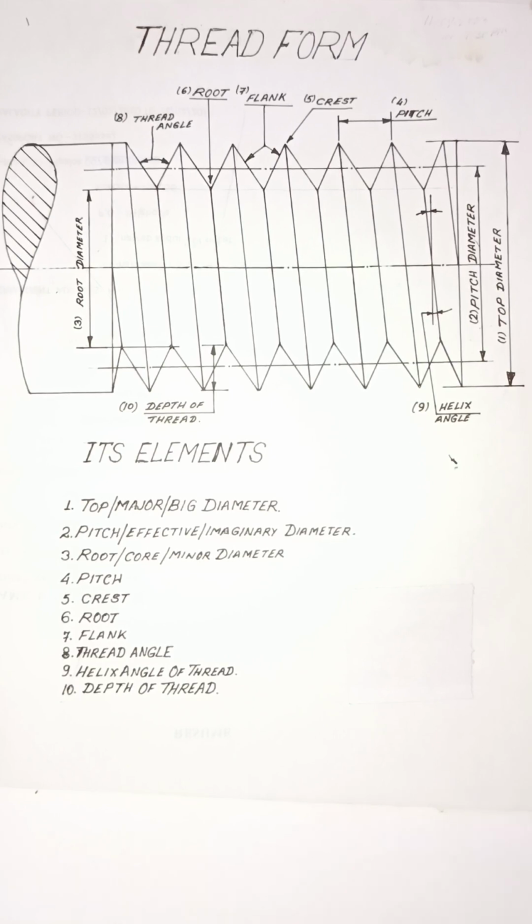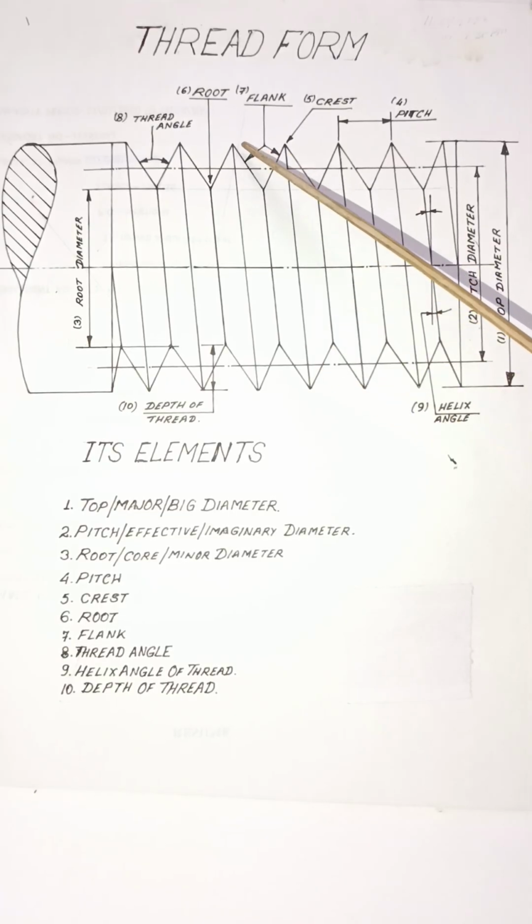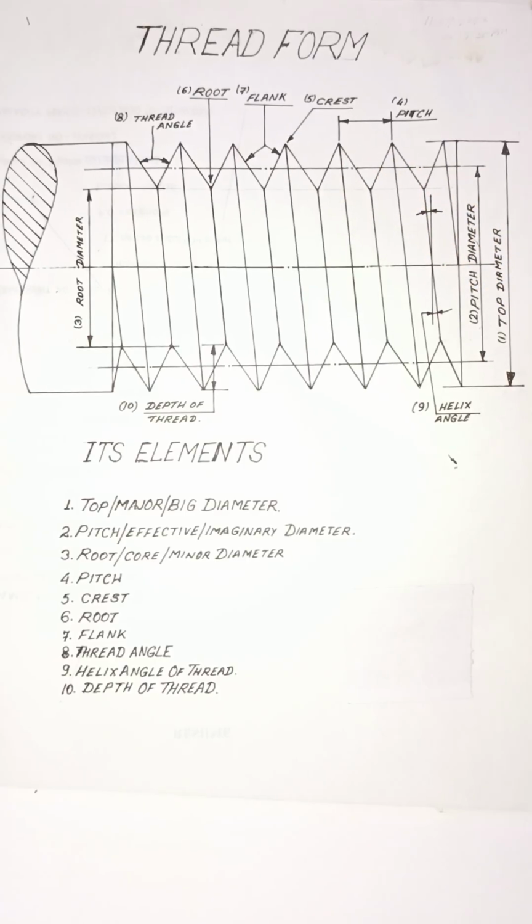So here we have shown a diagram of V thread form. V thread form means the shape of the thread is V form. This is V form thread. Understand? So when we manufacture thread, first of all what we do? We maintain the outside diameter of the thread form.